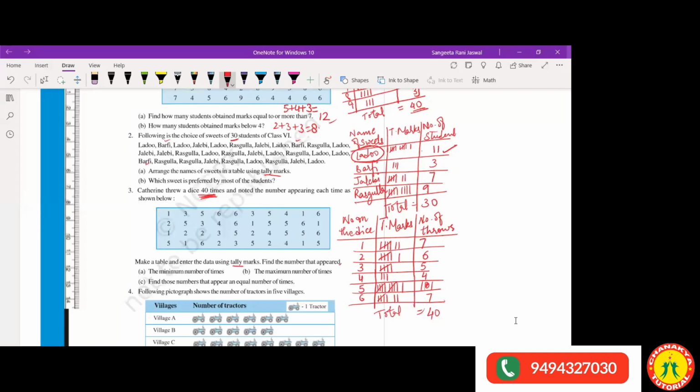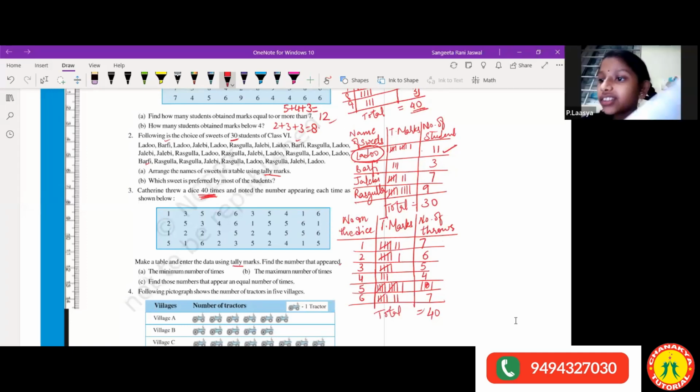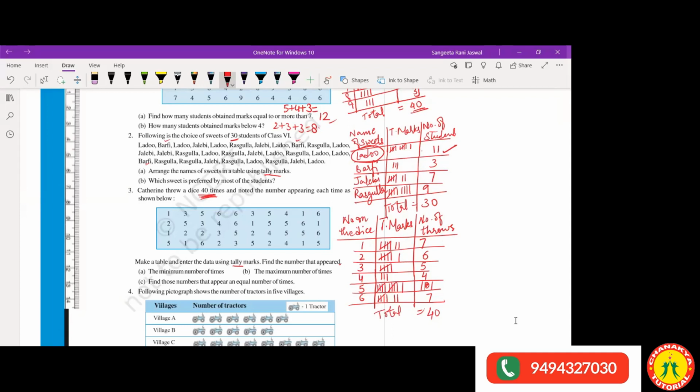Done? Ma'am, for the fourth one you have to keep 4 lines. 4 tally marks, but you kept 3 only. Okay, so make one more there. Okay, now answer these questions.